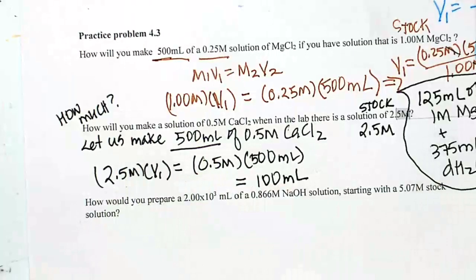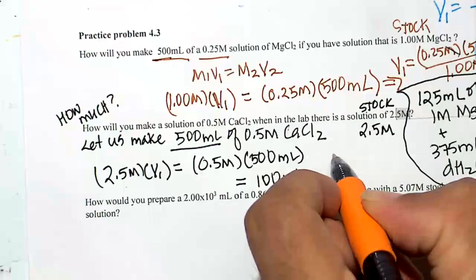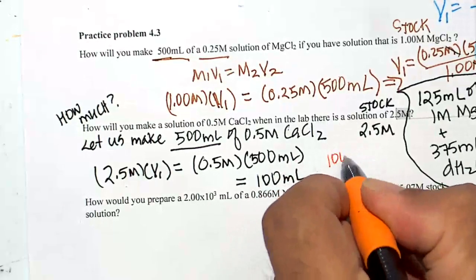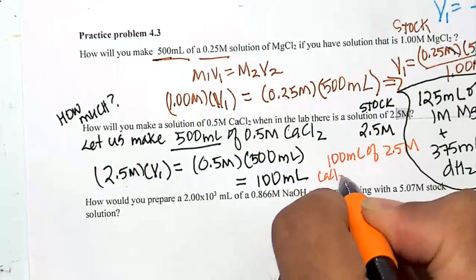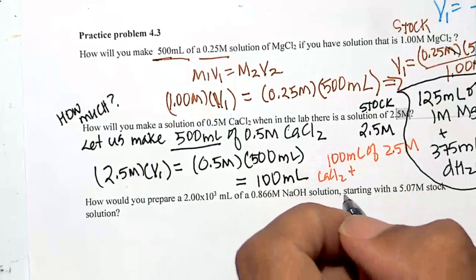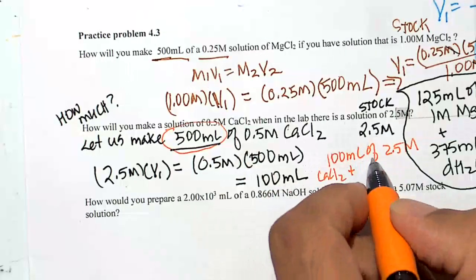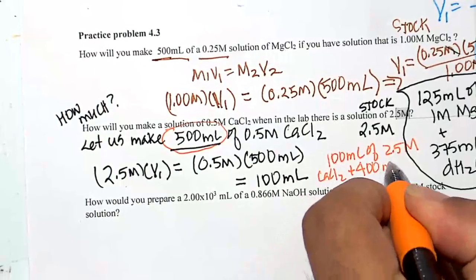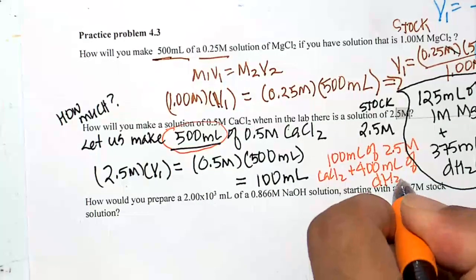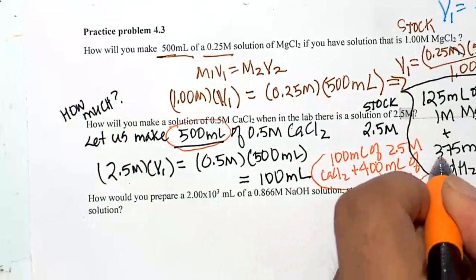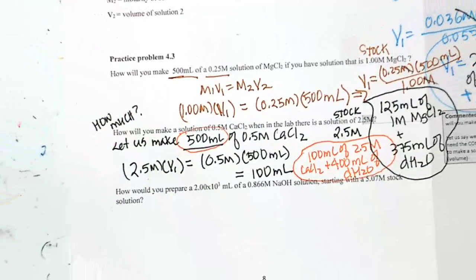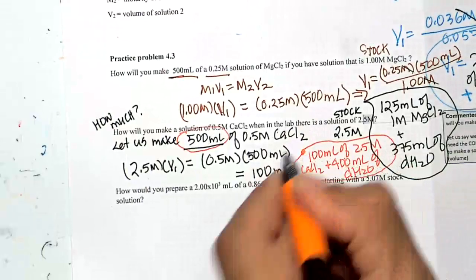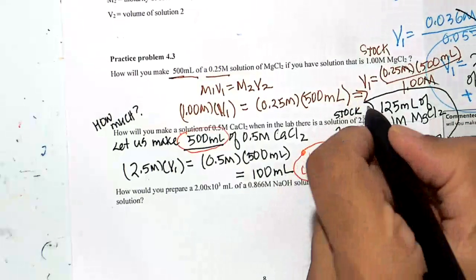Okay, this is not our answer. What is our answer? Okay, our answer is 100 mLs of 2.5 molar calcium chloride. Okay, plus how much water? 400 mLs of distilled water. So on the exam, you want to tell us how much water you're putting in.